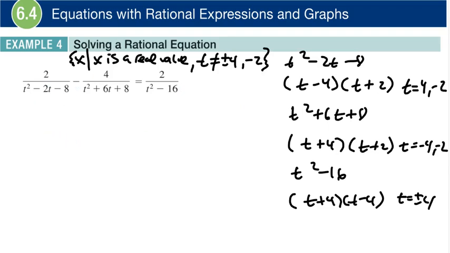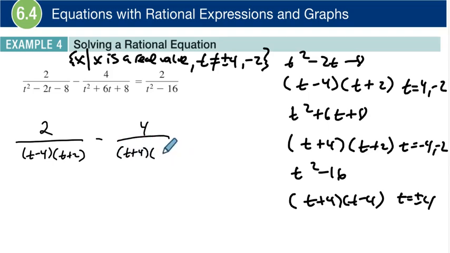So we have 2 over, and this right here is t minus 4 and then t plus 2, minus 4 over t plus 4 and t plus 2, is equal to 2 over t plus 4 times t minus 4. Okay, so all I've done is I've rewritten the exact same equation, just now written in factored form.